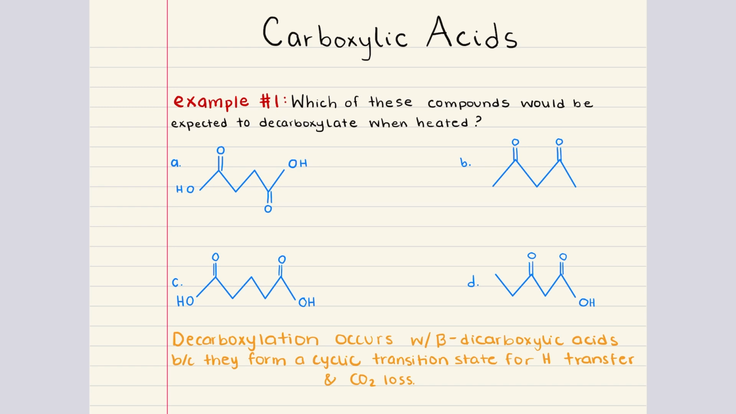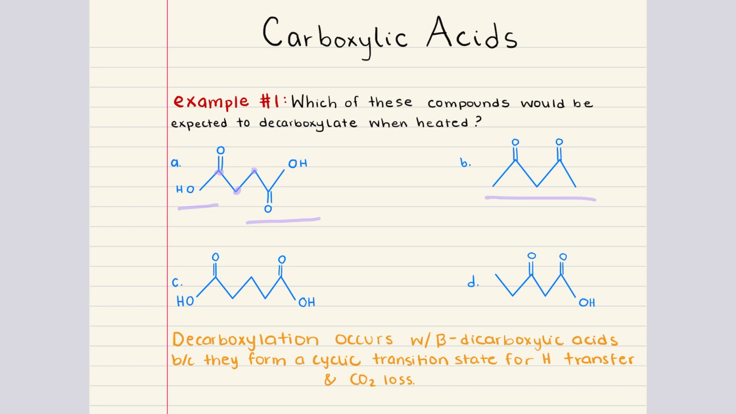Let's look at our options. In option A, this molecule contains 2 carboxyl groups, but they are separated by 3 carbon atoms. So this is classified as a gamma dicarboxylic acid. And although these kinds of acids can also decarboxylate under harsher conditions, the process is significantly less favorable than in beta dicarboxylic acids. So keep that in mind as we work through each option.